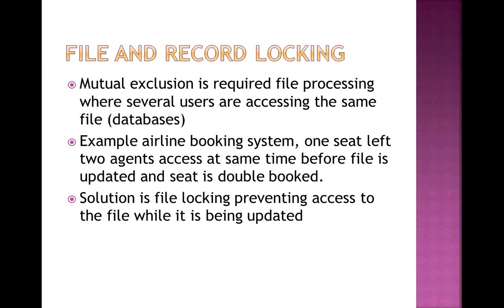So only one seat is left, but there are two persons, and both can access it at the same time. Before the file is updated, both persons are updating, or both have the same seat, so the seat is double booked. The solution is file locking, preventing access to the file while it is being updated.